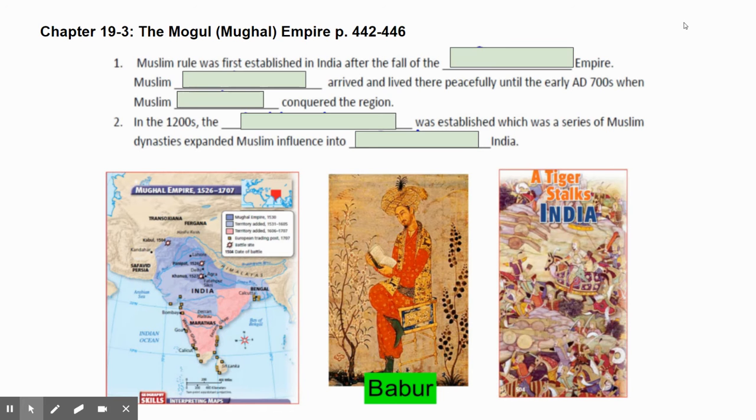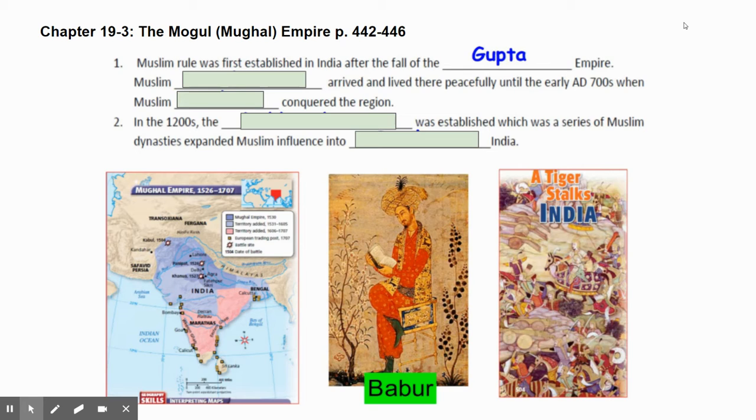And we're going to take a look at some things that were happening, obviously, in India. So we're going to start with number one. Muslim rule was first established in India after the fall of the Gupta Empire. The Guptas had brought Buddhism to India and for the most part had a thriving empire at the beginnings of the current era.